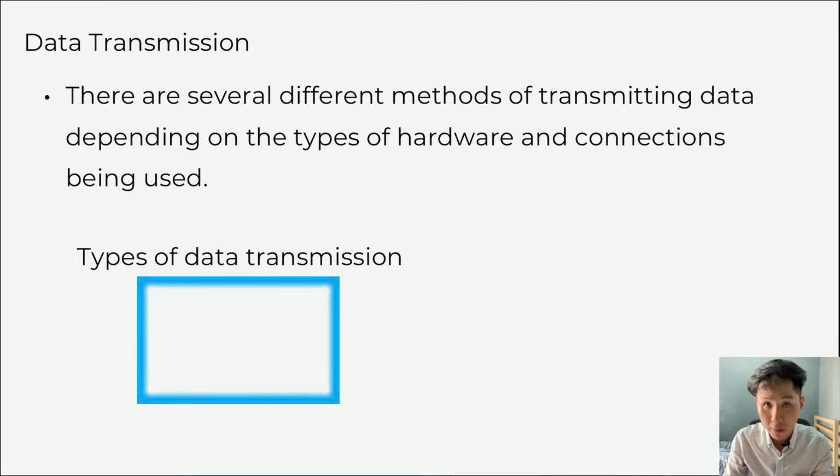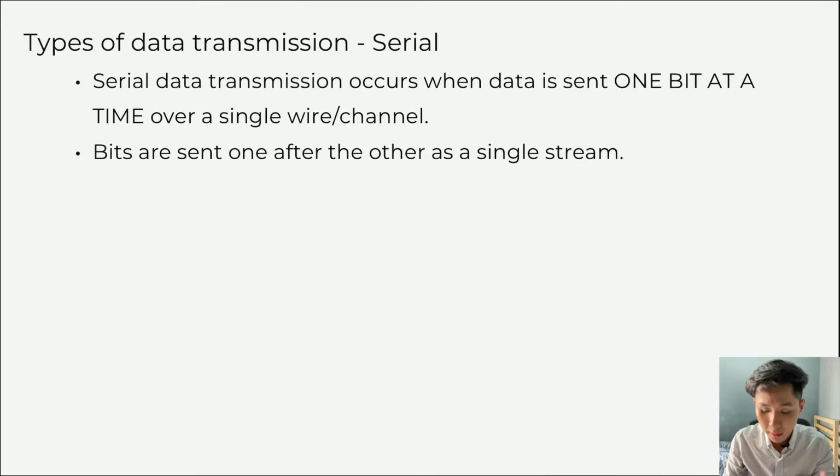What does serial and parallel mean here? Serial data transmission occurs when data is sent one bit at a time over a single wire channel. The two keywords here are one bit at a time and over just one single channel. And bits are sent one after the other. Just look at this diagram here.